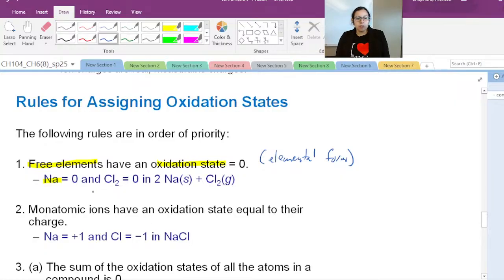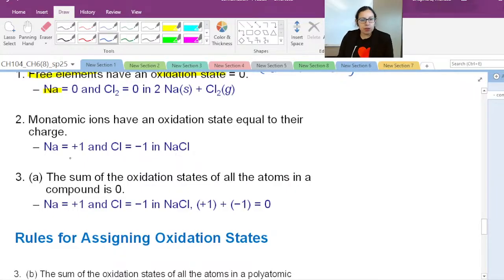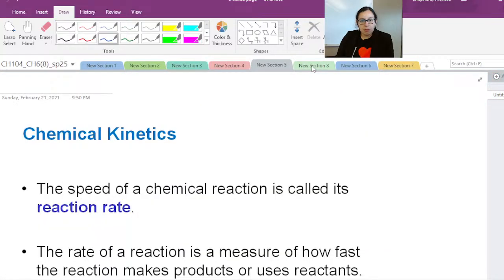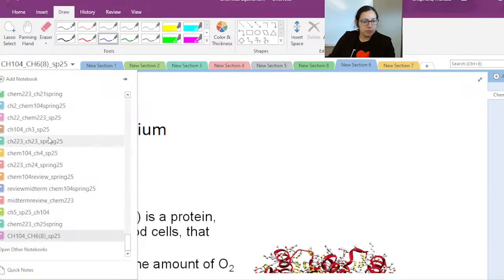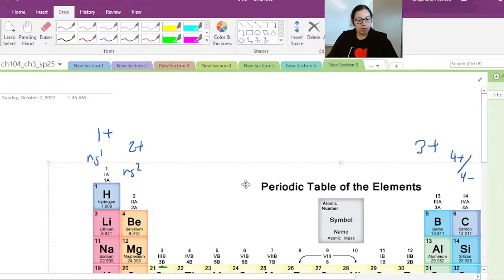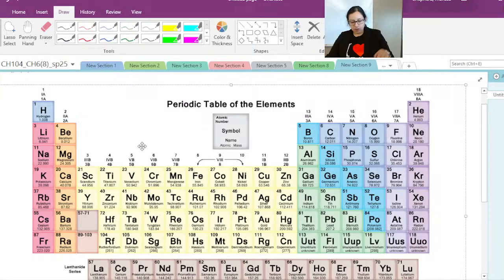Obviously your halogens are going to be found as diatomics, and again they're in their free elemental form. As long as they are by themselves, they have an oxidation state of 0. Once they're in a compound, their ions will usually have an oxidation state equal to their charge. If you need to write everything, do I have a periodic table? Let me grab a periodic table. Your periodic table should have some charges on there, but just remind yourself what they are.